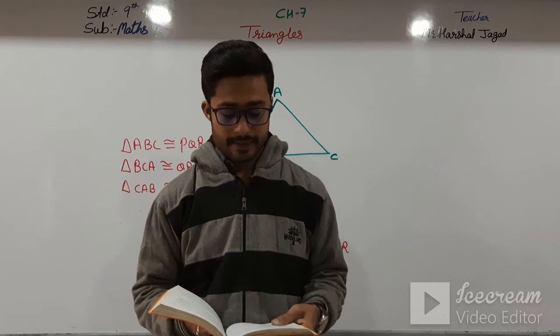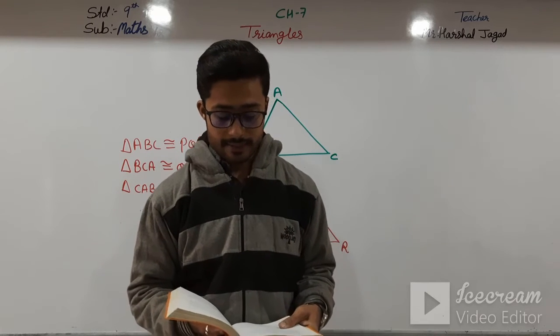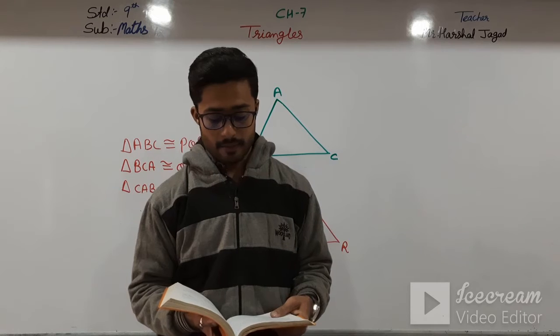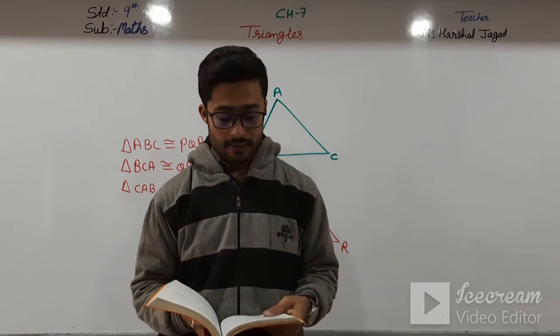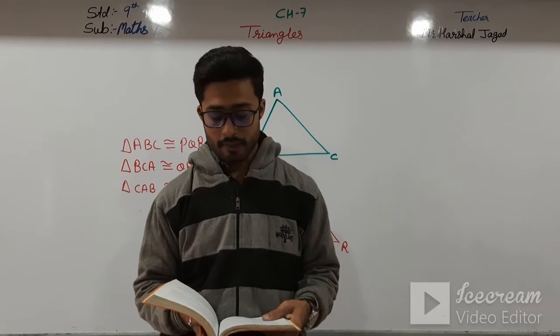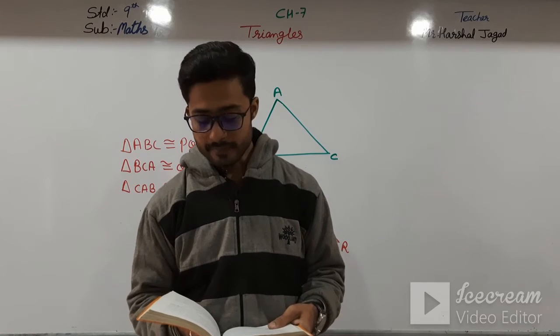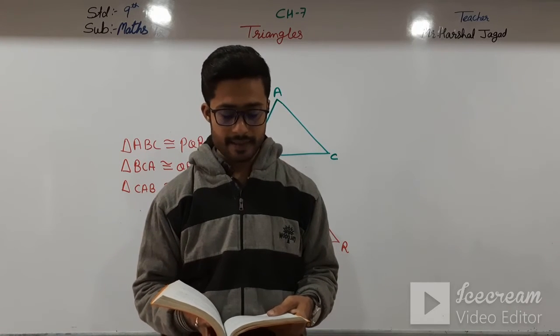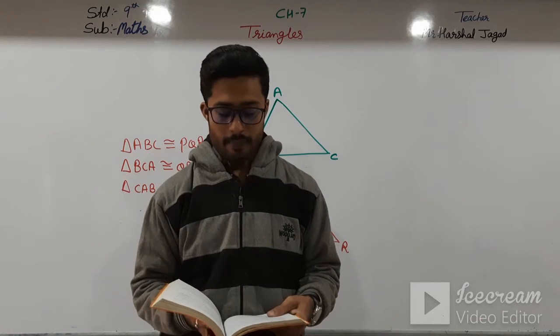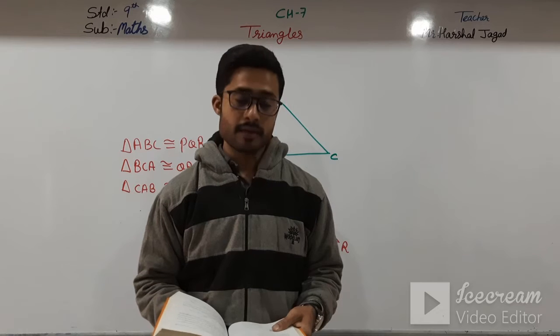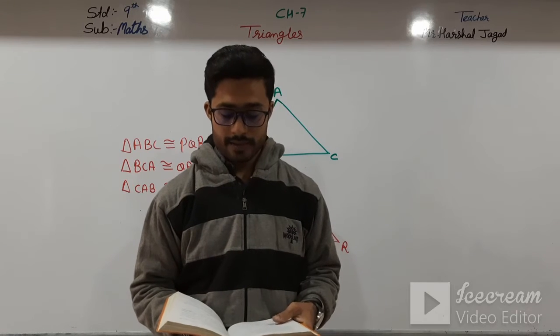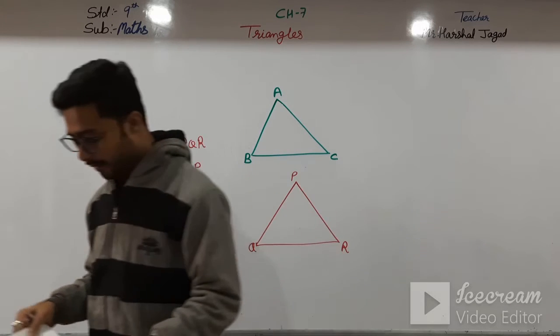So it is necessary to write the correspondence of vertices correctly for writing the congruence of triangles in symbolic form. Note that in congruent triangles, corresponding parts are equal, which we write in short as CPCT, for corresponding parts of congruent triangles. Now we will discuss the criteria of congruence of triangles. So what are the criteria?